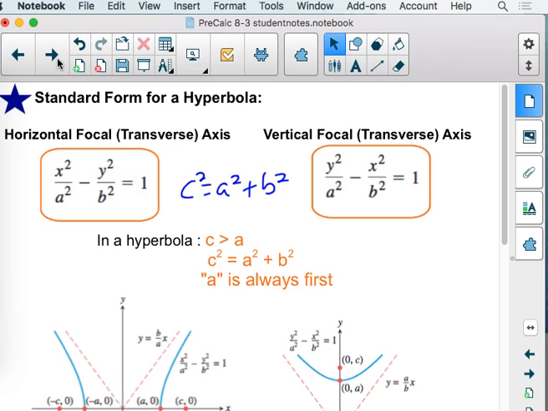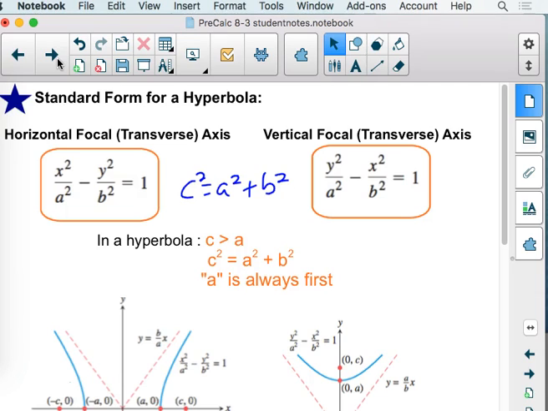Again, a is always first. There's no question of which one is bigger. Whatever's underneath that positive term, if it's the positive x squared or the positive y squared, that's going to be what we use for a. Not required to be bigger.